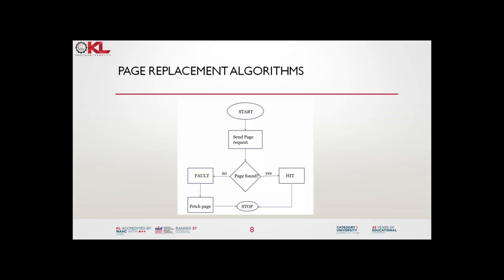If the concerned page which is trying to enter into the main memory does not exist in that frame, we'll consider it as a page fault. Okay, so it will fetch the page, and finally the process is going to be stopped. This fetching from secondary memory into the main memory is called a page fault. So let us see an example here.